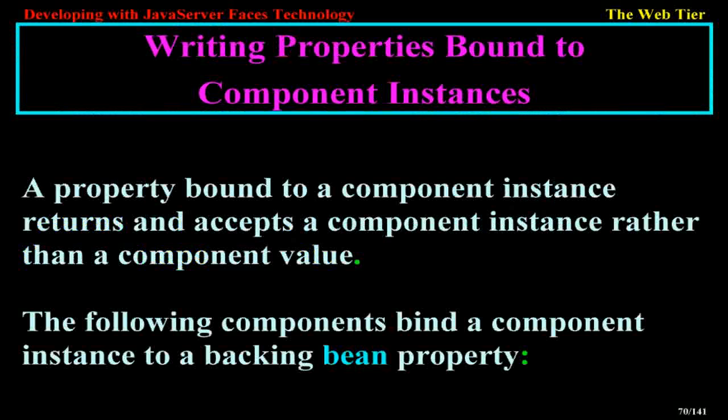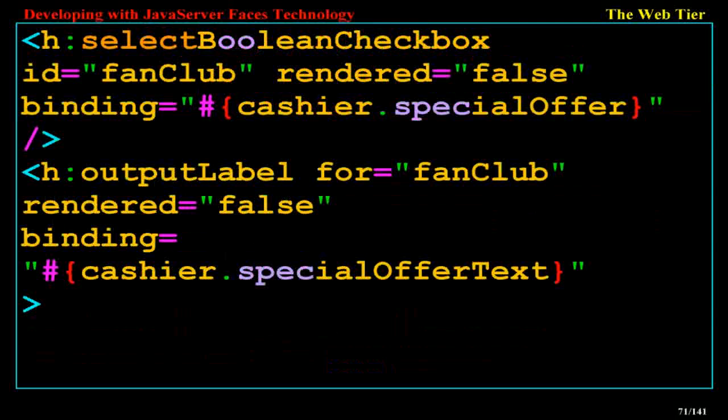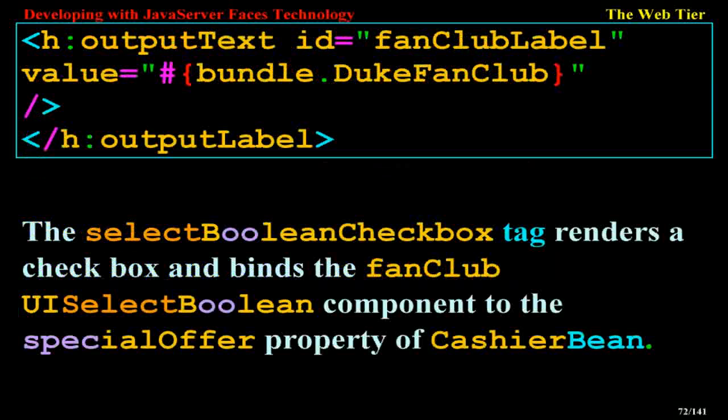Writing properties bound to component instances. A property bound to a component instance returns and accepts a component instance rather than a component value. The following components bind a component instance to a backing bean property. h:selectBooleanCheckbox id="fanClub" rendered="false" binding="#{cashier.specialOffer}" /; h:outputLabel for="fanClub" rendered="false" binding="#{cashier.specialOfferText}"; h:outputText id="fanClubLabel" value="#{bundle.DukeFanClub}" /; /h:outputLabel.